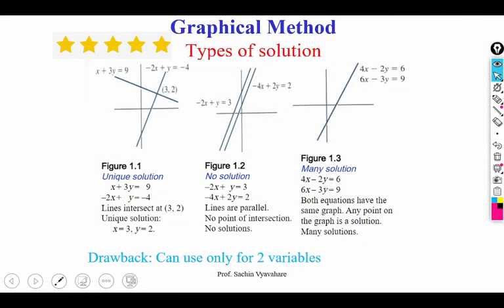So first we'll consider the system of non-homogeneous equations. Now, what is a non-homogeneous equation? One of the examples is here. You will observe these two equations are known as simultaneous equations. Our aim is to get the values of x and y which satisfy these two equations at the same time. That is known as a solution of simultaneous equations.